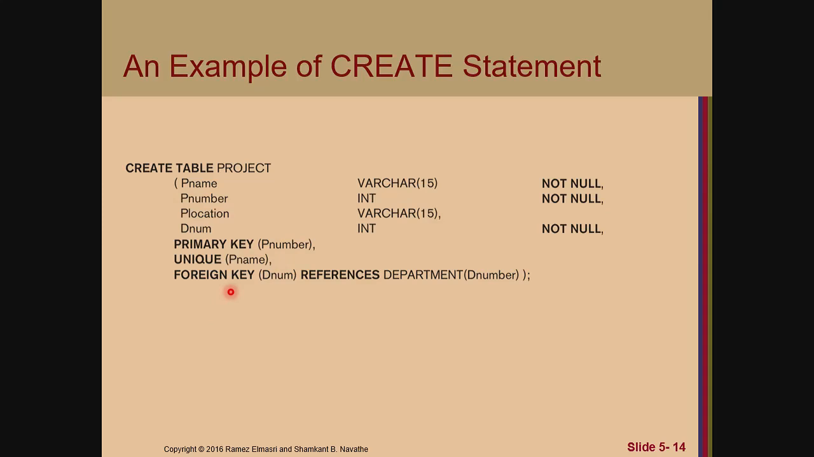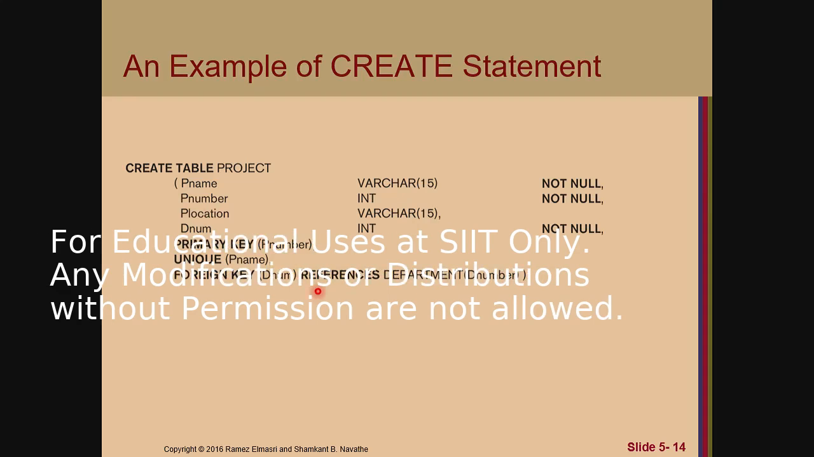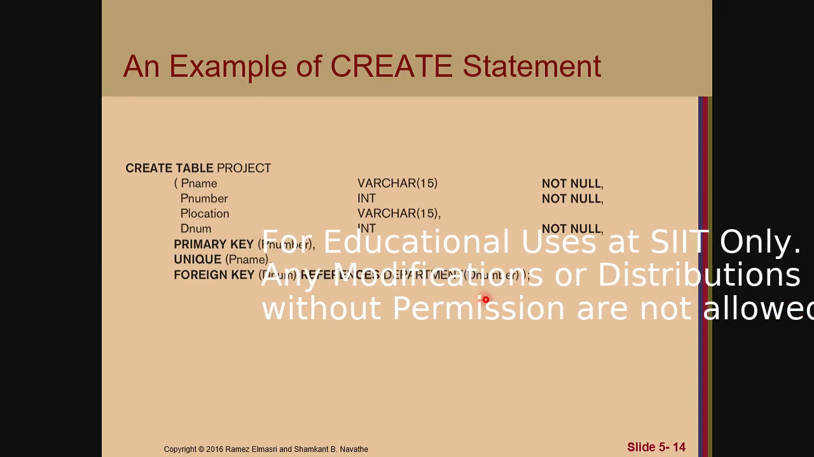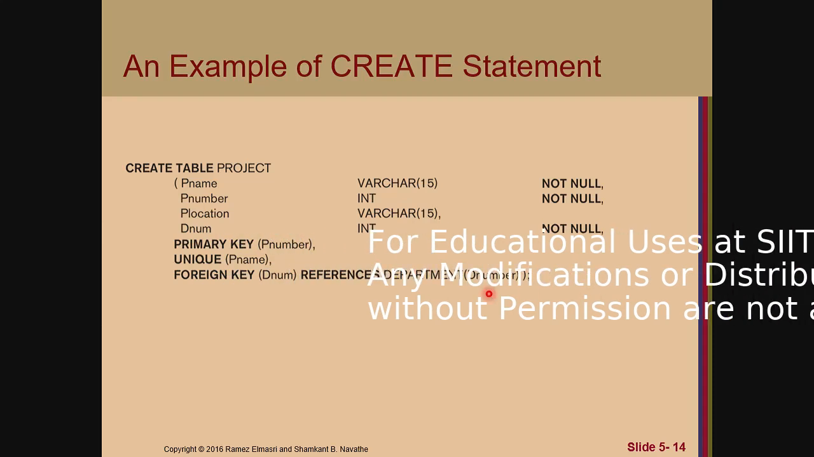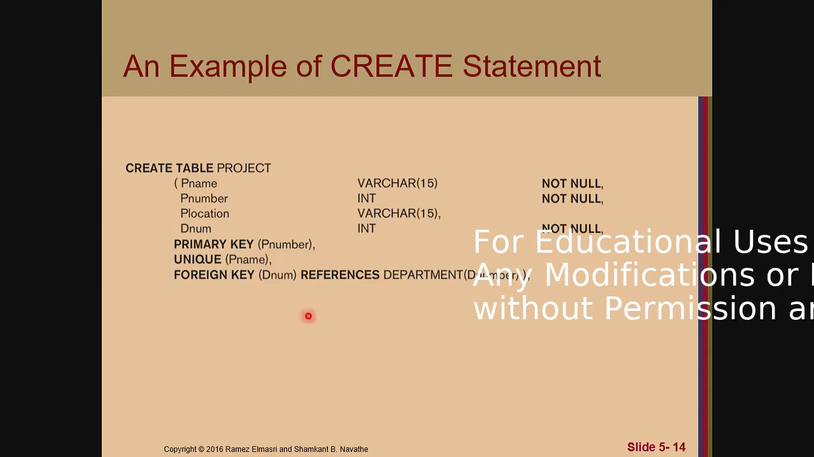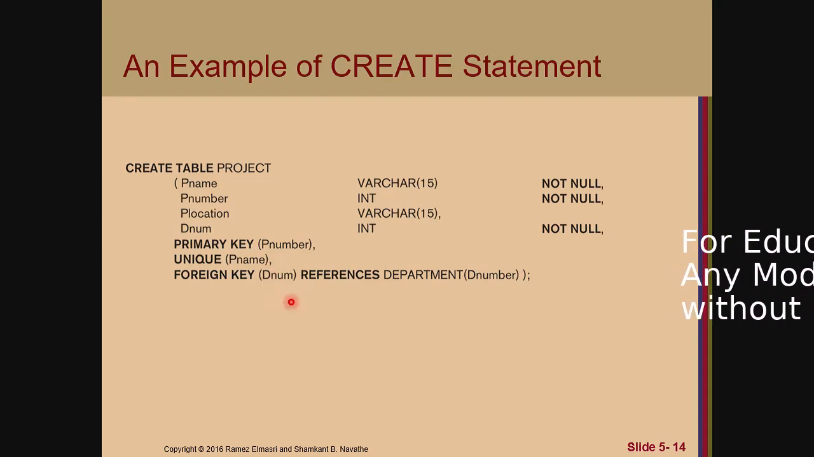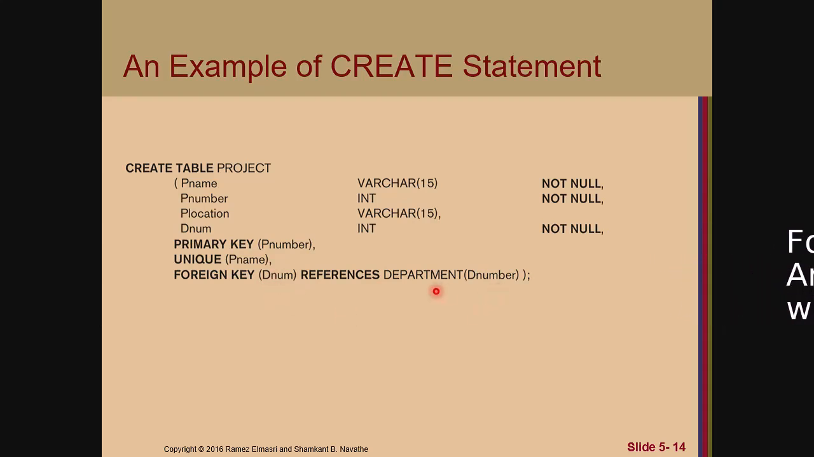And we also identify the foreign key, D num, here. It references the other table. The table name is department, and the column that we reference is D number. So we can see the relation between the tables using this foreign key connected to the primary key of the department table. So many details, but you can add this kind of definition later. That's fine.